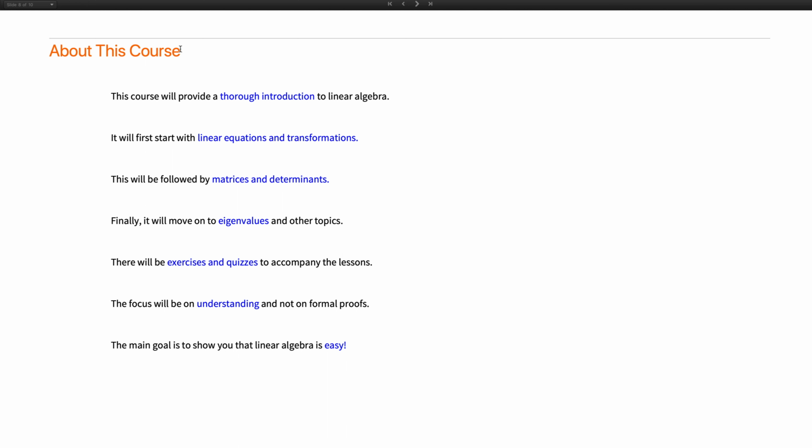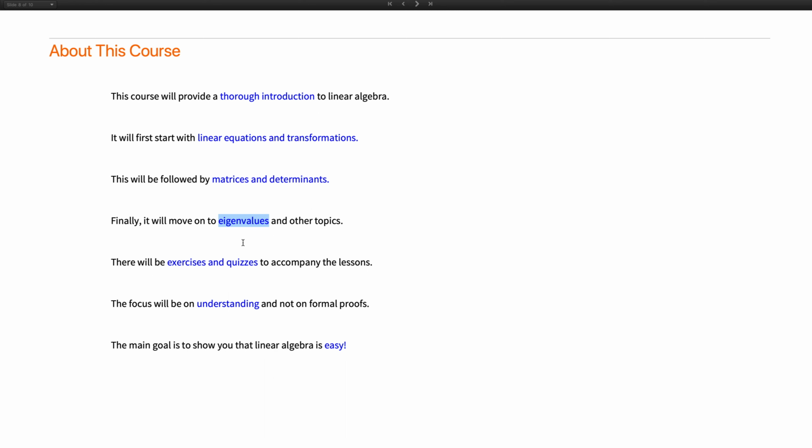Okay, so now let me tell you a little bit about the course itself. The main goal of this course is to give you a thorough introduction to linear algebra. And to do that, I'll begin by talking about linear equations and linear transformations. And then we'll talk about matrices and their determinants. And then we'll move on to more advanced topics like eigenvalues and other things.